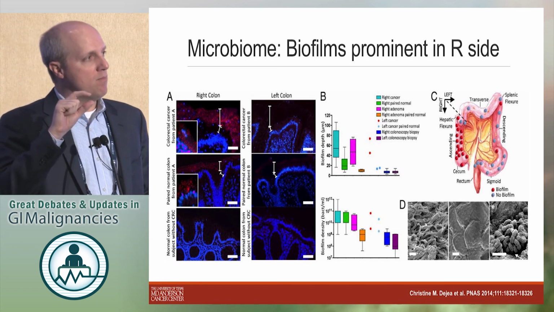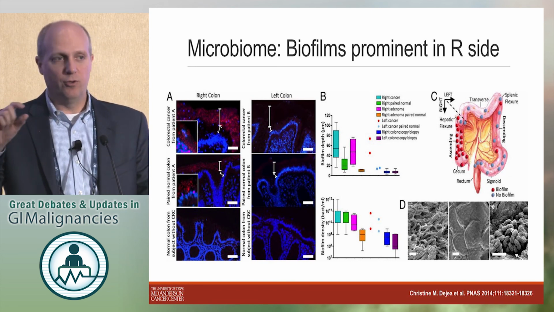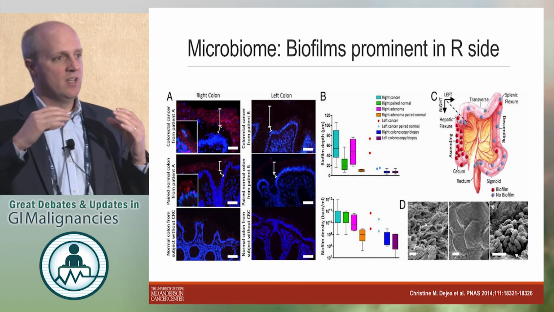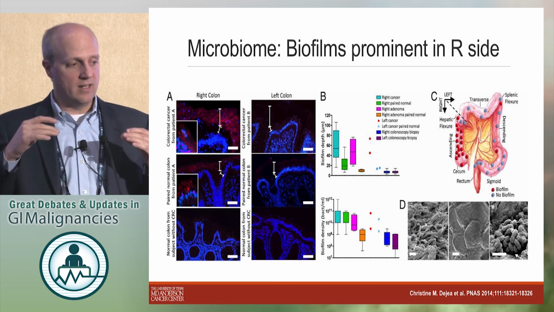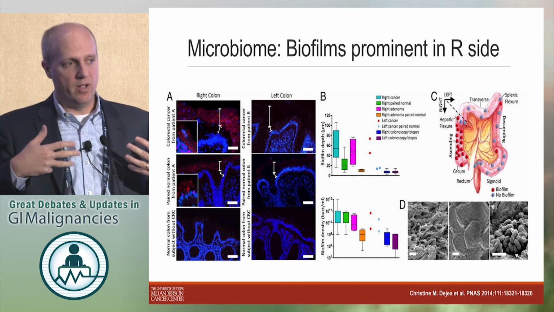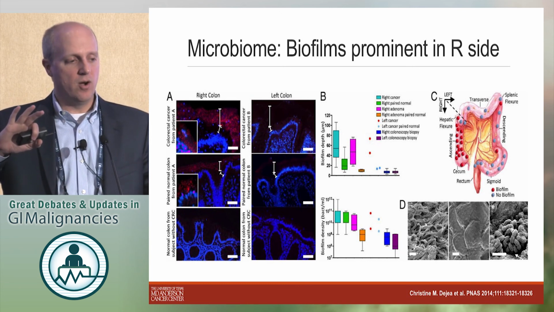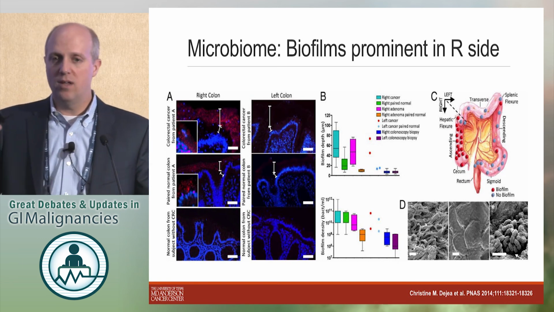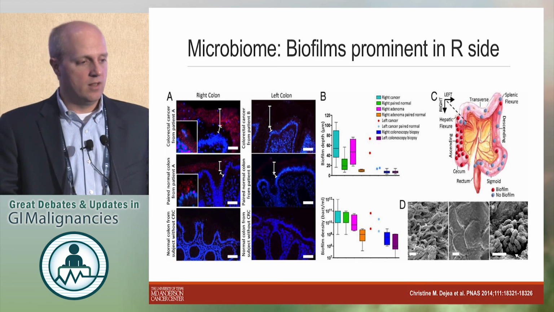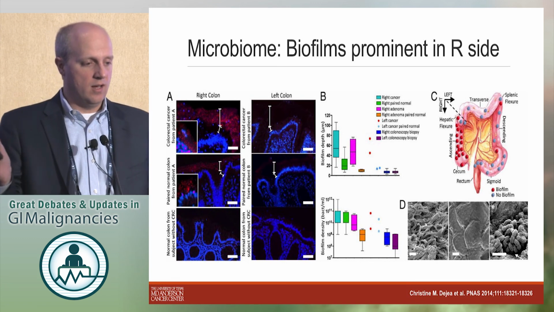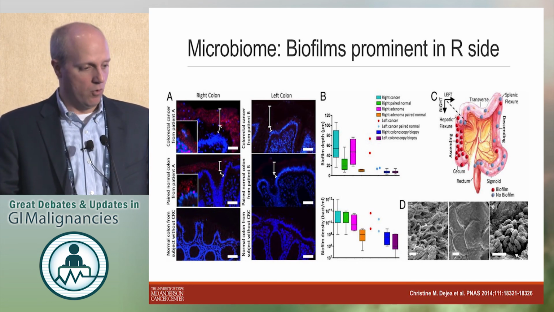But then there's this, probably most relevant to colon cancer, the microbiome in the biofilms. Biofilms are these kind of mucus layers that sit on top of the colon in certain settings and actually have a fair bit of bacterial content. What has been seen is that these biofilms are substantially more present on the right side than on the left. If you look at that top right figure, you can see the biofilms are found at the hepatic flexure and more proximally.